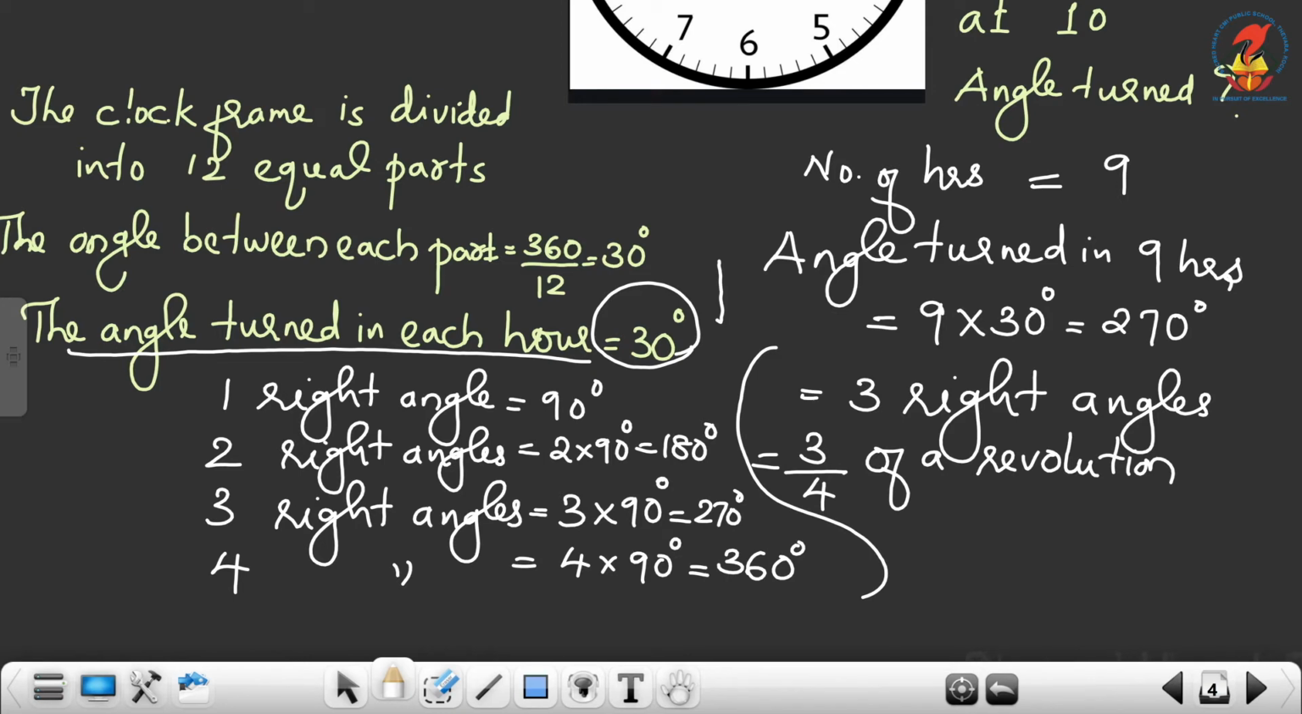And if one right angle is formed, we can say that it is 1/4 of a revolution. And if two right angles are turned, it will be half of a revolution. And if three right angles are turned, it will be 3/4 of a revolution. And if 4 right angles are turned, it will be 1 revolution.